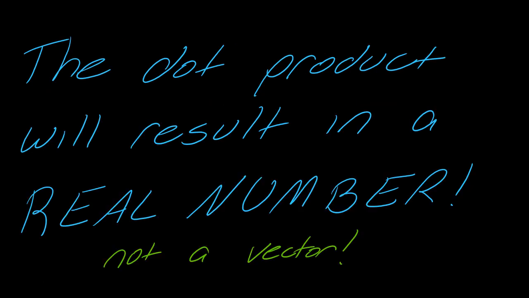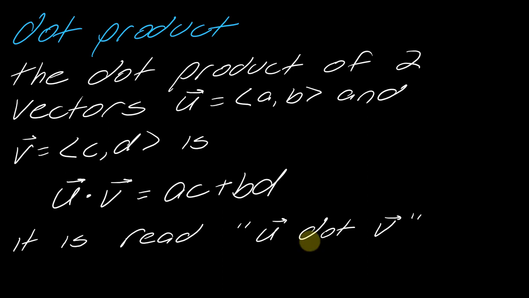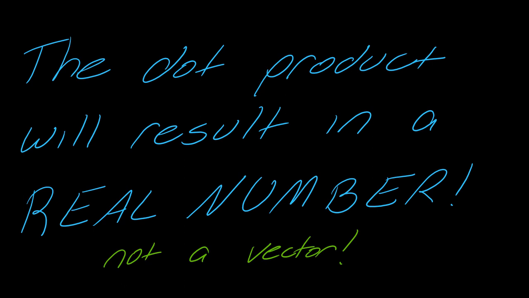And the dot product will result in a real number, not a vector. Look again at the result: a times c plus b times d. a, c, b, and d are all numbers, right? And I'm just adding them up together. The vector notation is gone. So the dot product will result in a real number.